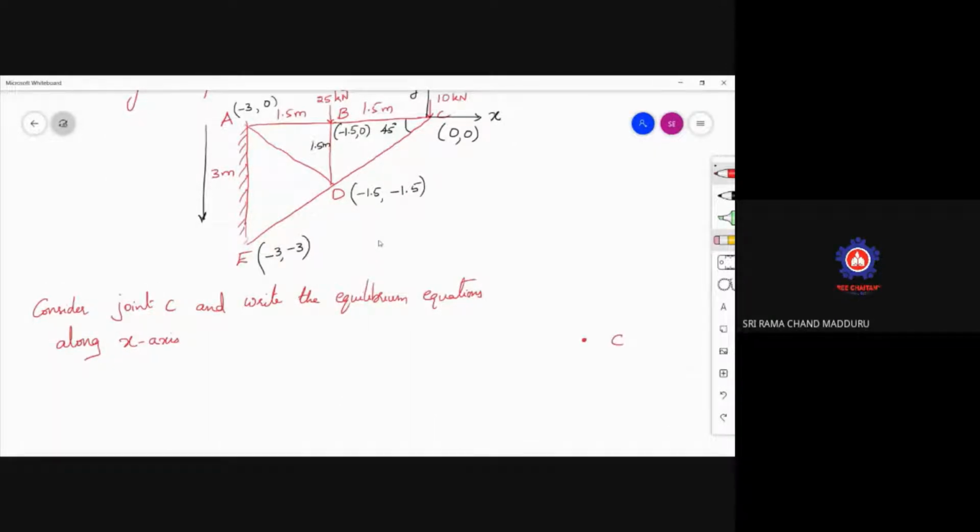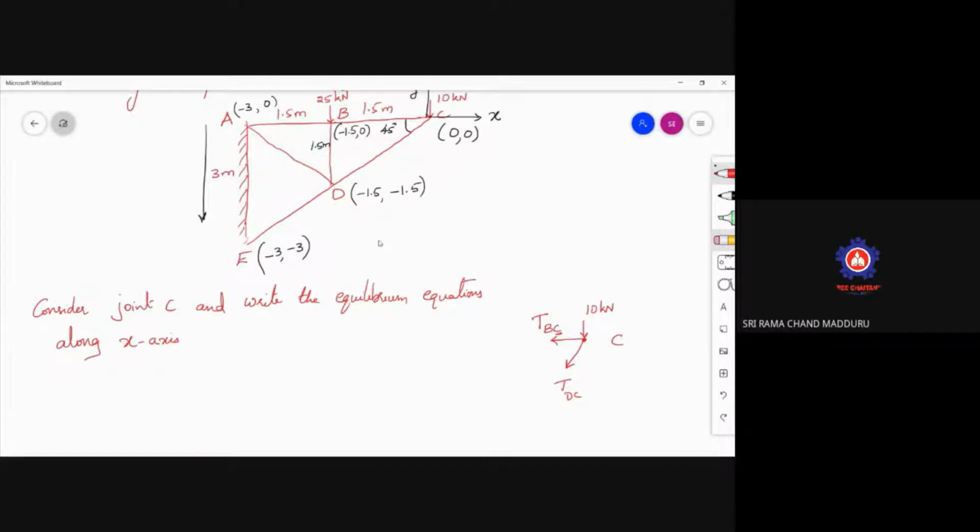At joint C, there is a vertical load of 10 kilonewtons acting in the downward direction. Here the tension force BC is there. Here the tension force CD, represent it as DC instead of CD. Why? Because your second term should be the joint where you are writing the equilibrium equations. Remember this: your first term will be the member's other point, and the second, C, is the joint where you are writing your equations.